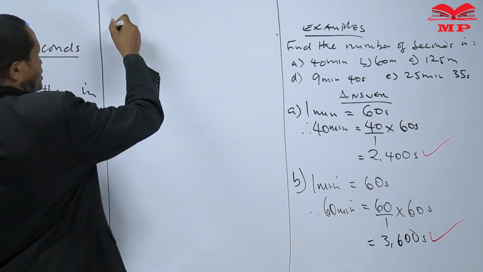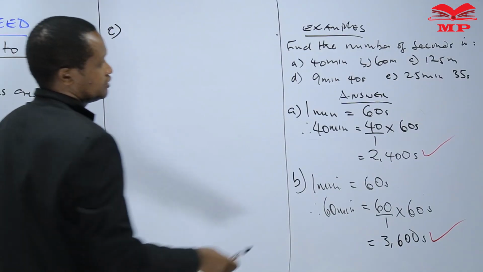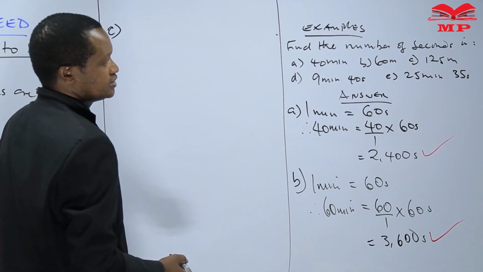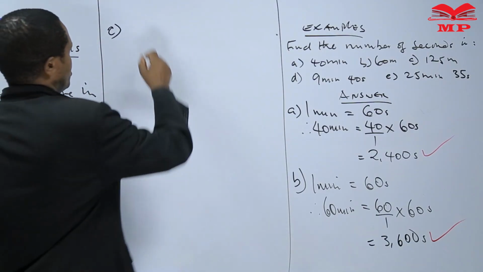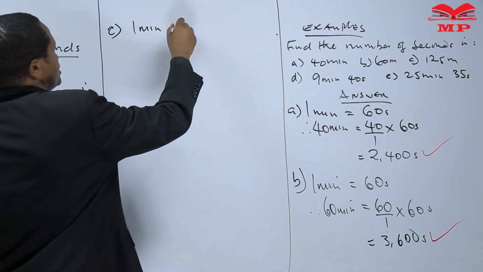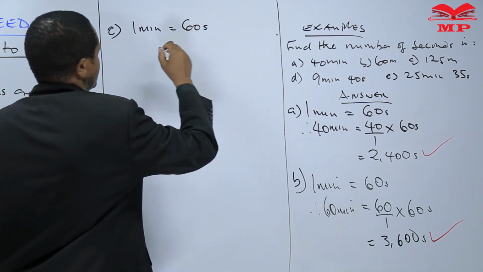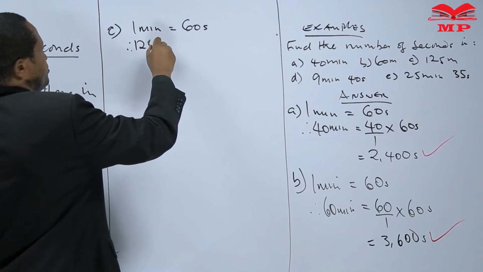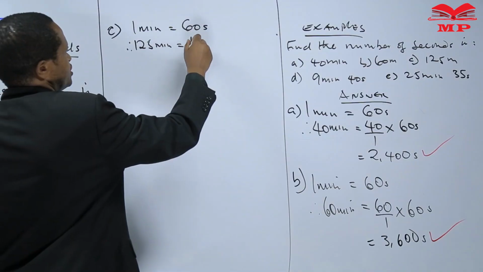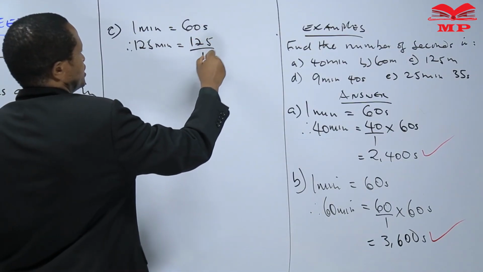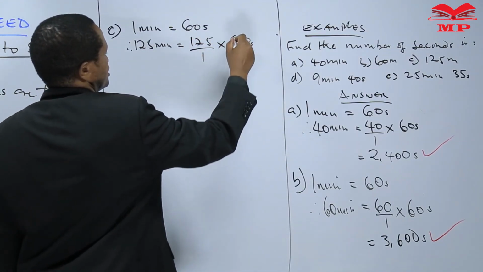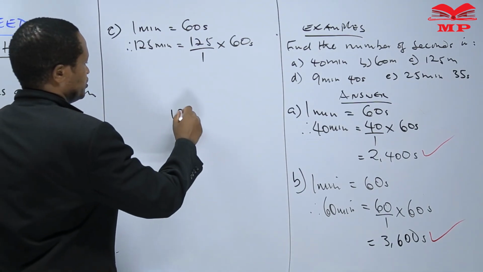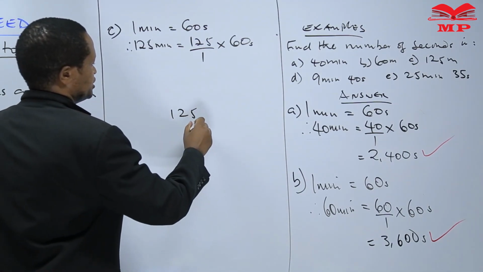After B, we have C. We want to convert 125 minutes into seconds. 1 minute is equal to 60 seconds. Therefore 125 minutes will be equal to 125 over 1 times 60 seconds. So we multiply 125 times 60.